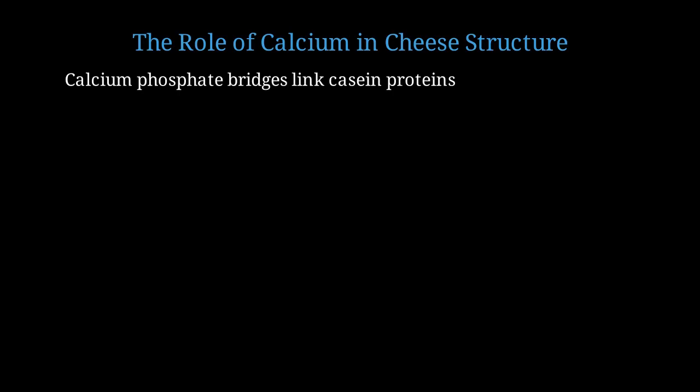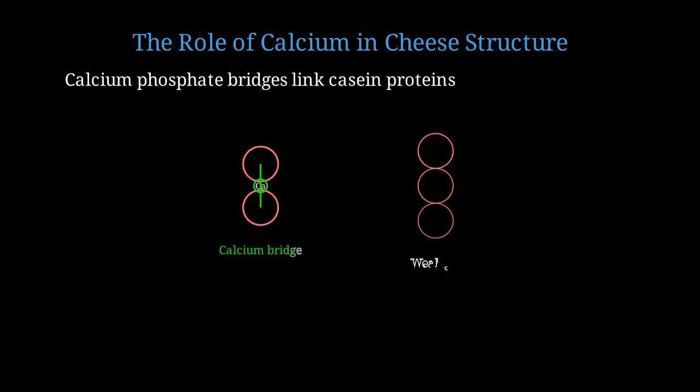Calcium plays a crucial structural role that's often overlooked. Let's examine how calcium ions affect cheese texture. Casein micelles contain colloidal calcium phosphate that forms bridges between protein molecules. These calcium bridges create the three-dimensional network that gives cheese its structure. Without sufficient calcium, the protein gel is weak and cannot form proper cheese structure. This is why adding calcium chloride is sometimes necessary, especially if using pasteurized milk.